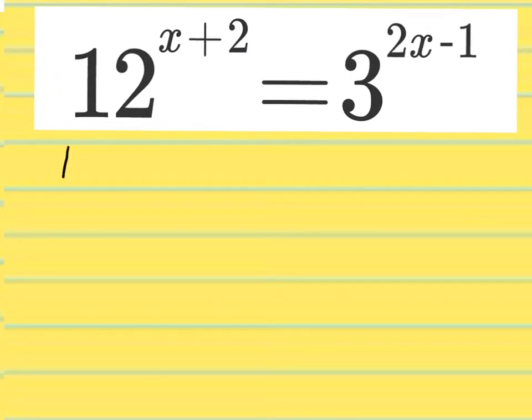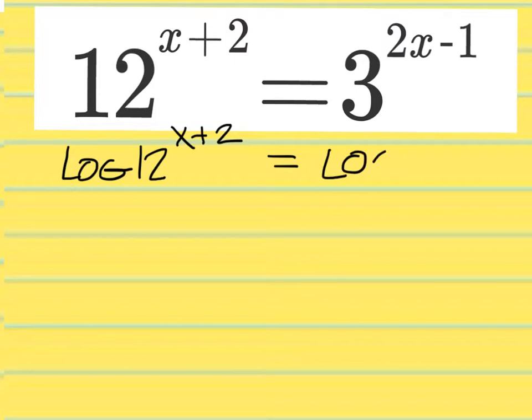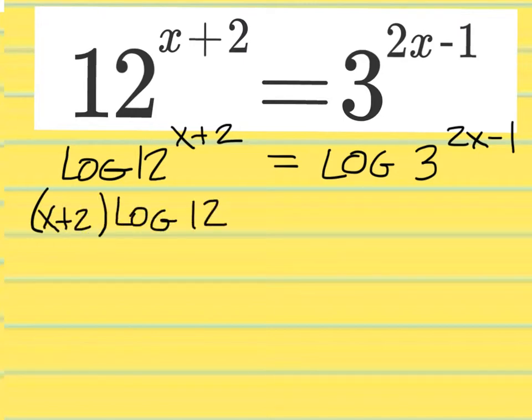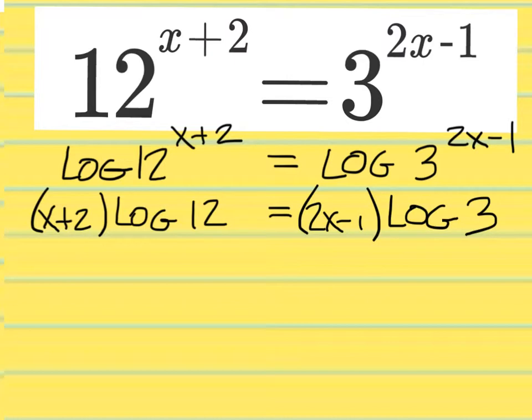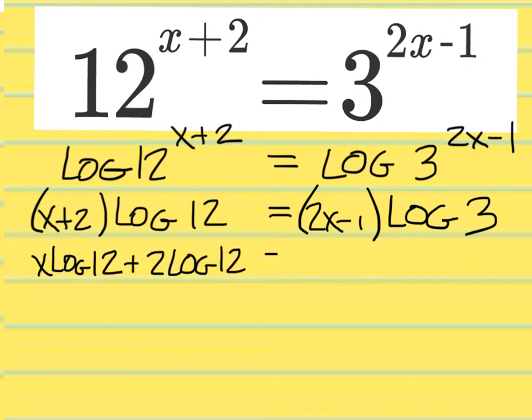You should have a log of both sides. Log of 12 to the x plus 2 equals log of 3 to the 2x minus 1. Put the exponents down to the left like this, and also on the quantity of 2x minus 1, and then log 3. There we go. Okay, so distribute the log 12 to come up with x log 12 plus 2 log 12. And then distribute the log 3 to get 2x log 3 minus log 3.